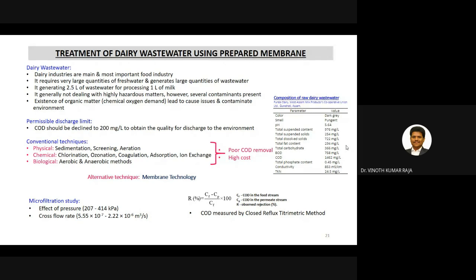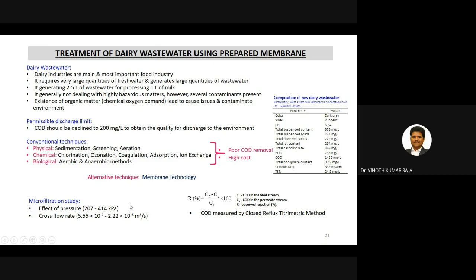Since the conventional technologies give poor COD removal, and many of them also require higher operating cost, we are utilizing an alternative, the membrane technology. In this case, we would like to use our indigenously prepared membrane for this particular application. Here we have collected the dairy wastewater from a real industry, Purabi Dairy, located in Guwahati, Assam. And the properties of the wastewater are presented here.